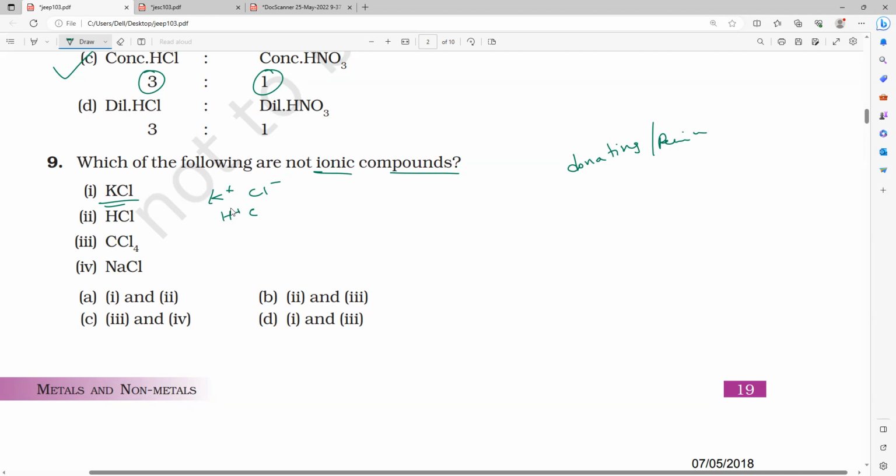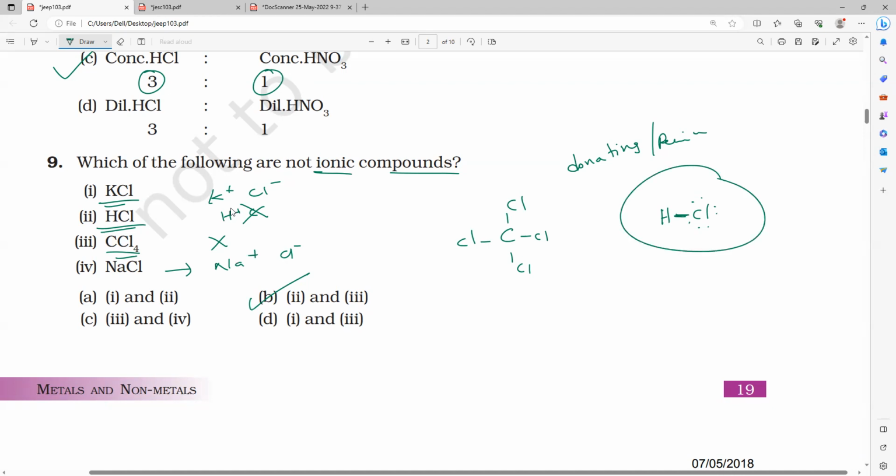So in NaCl, we all know that Na plus and Cl minus. So it is not possible. So what is the correct answer? All of you, 2 and 3. Okay, so please write CCl4 also. Sharing of electrons. HCl also same, sharing of electrons. So option B.